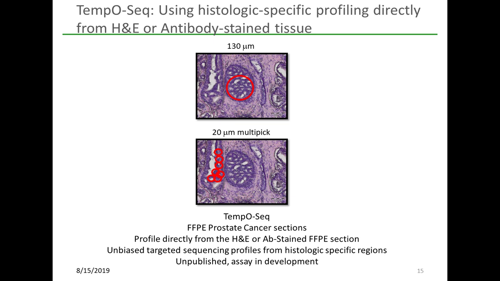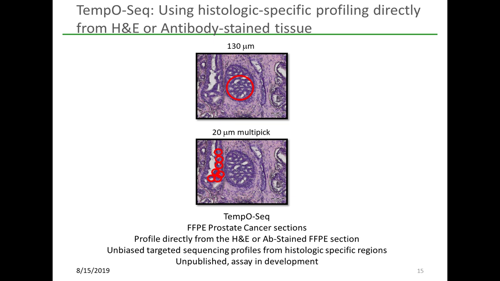The second method, which is the Tempo-Seq method that's being developed, can use directly stained H&E or antibody-stained tissue, and I've already shown the fact that you can profile from a single gland. But if that gland happens to be elongated, then one can take smaller areas but pool them all together to cover glands which are elongated rather than circular.